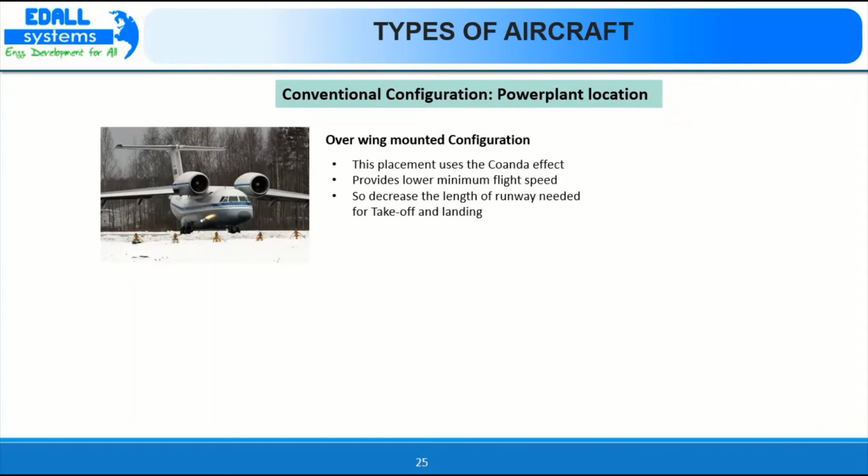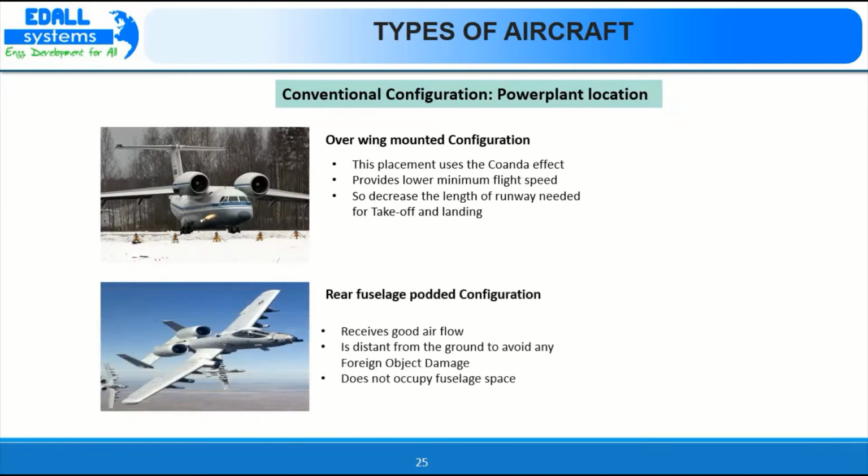Next, we have two more categories under this, that is the over wing mounted configuration. Here we can see the engines are mounted over the wing. The wing is even placed at the top of the fuselage and then the engines are attached. This placement uses the Coanda effect and it provides a lower minimum flight speed, so it decreases the length of runway needed for takeoff and landing. That may be the advantage of this configuration, but the problem is that if something goes wrong with the engine, it can damage the whole fuselage body along with the wing.